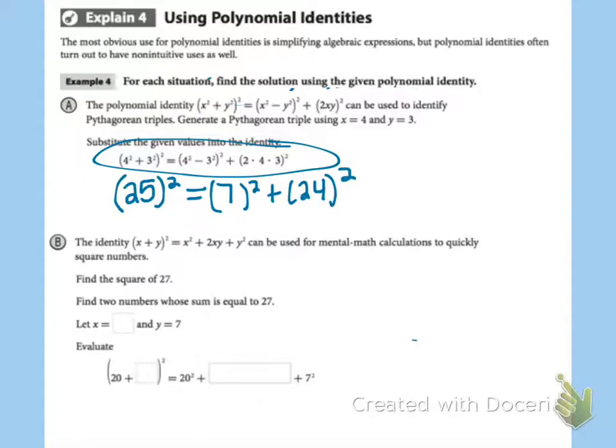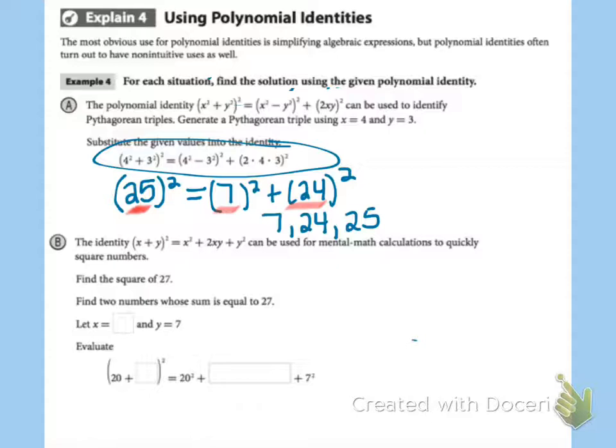And basically what it just revealed is that another Pythagorean triple would be these 3 numbers, 7, 24, and 25, with 25 being the hypotenuse. So the legs would be 7 and 24. The hypotenuse would be 25. Now here's another one you could do.